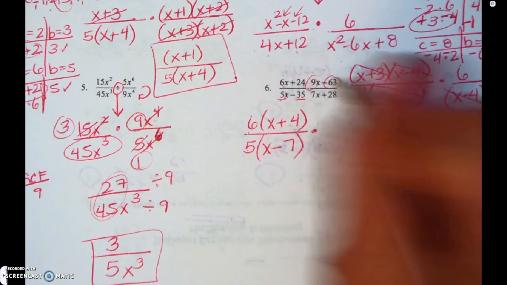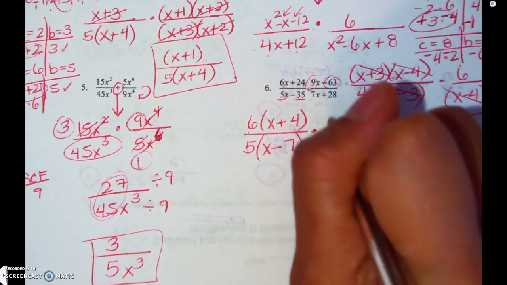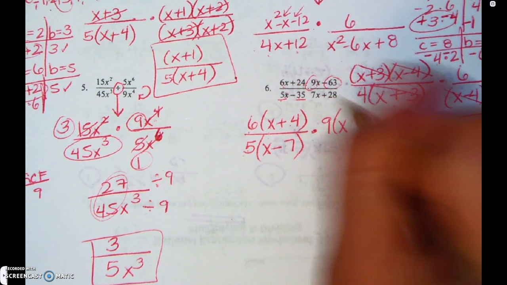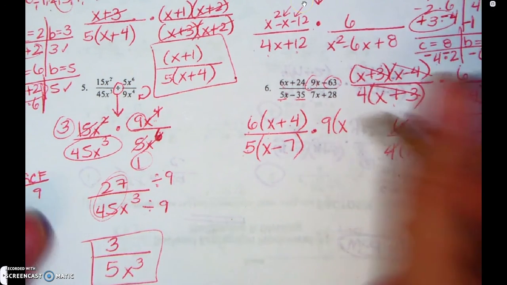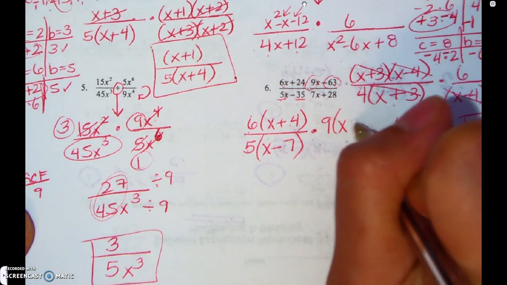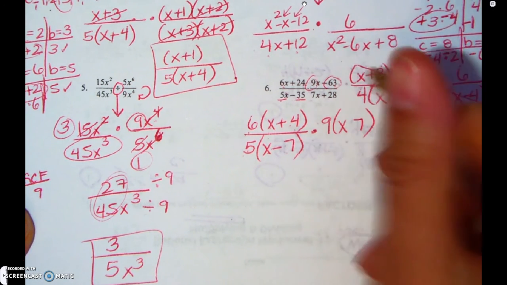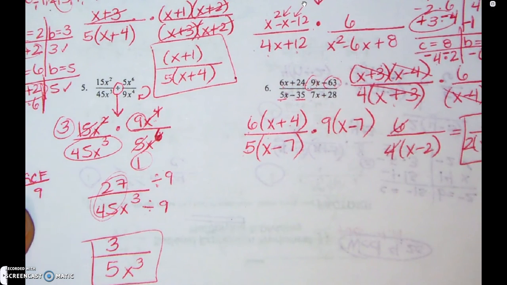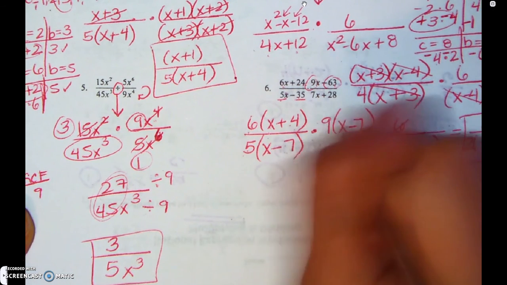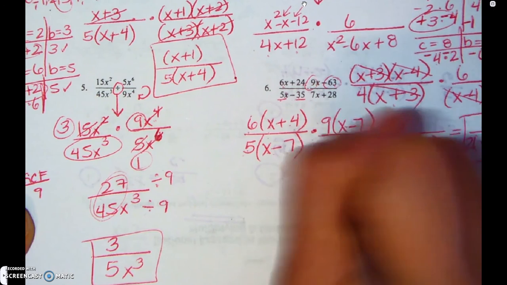The common factor between 9 and 63 is 9. 9x divided by 9 is 1x. 63 divided by 9 is 7. But since it's a negative 63, then I need a negative 7. Which, yay, we already have common factors in the top and the bottom.